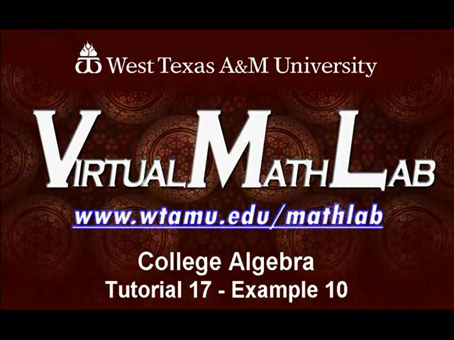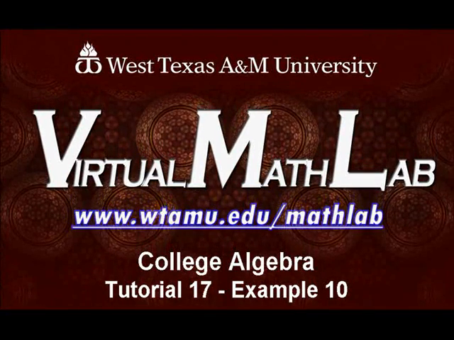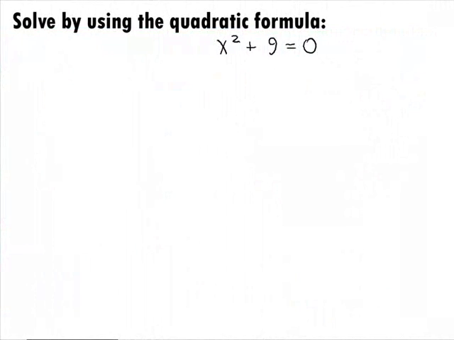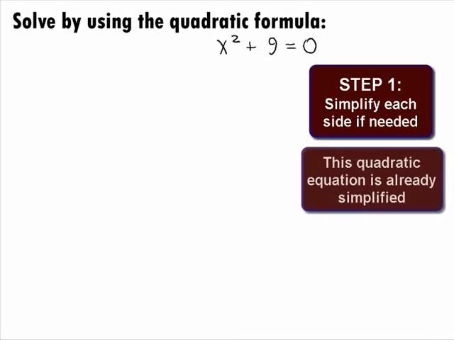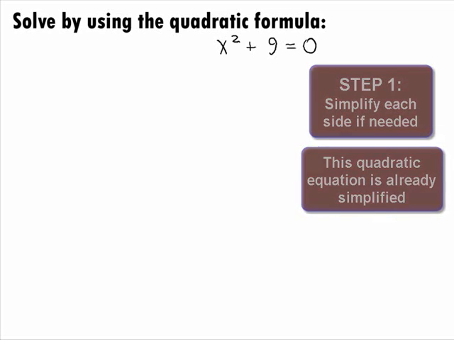This video will step you through College Algebra Tutorial 17, Example 10. In this example, we want to solve the quadratic equation x squared plus 9 equals 0 by using the quadratic formula. In step 1, we want to simplify each side if needed. This equation is already simplified.